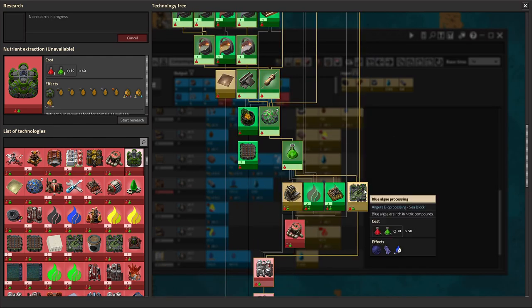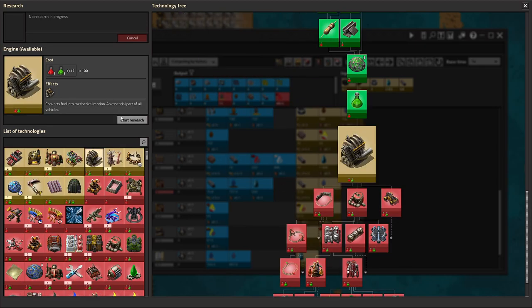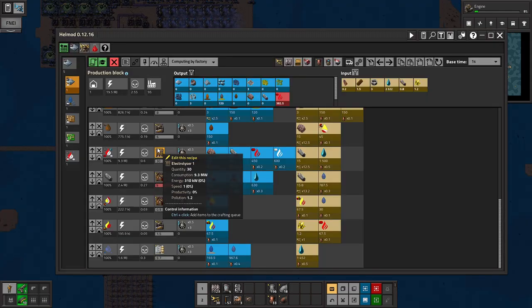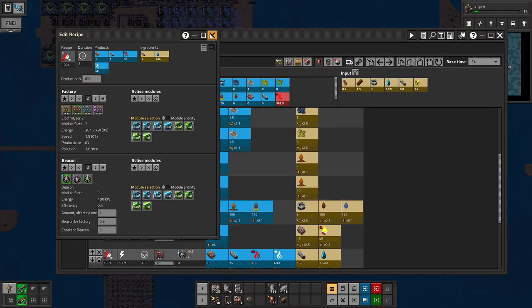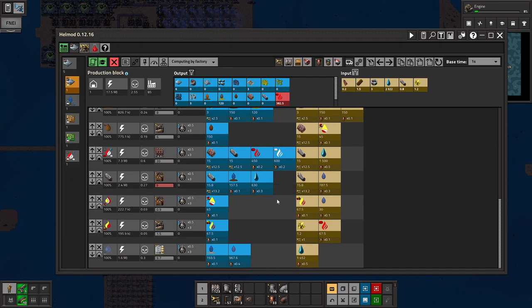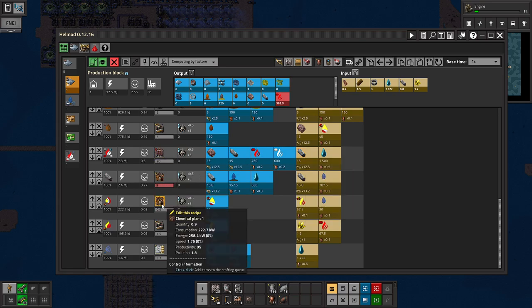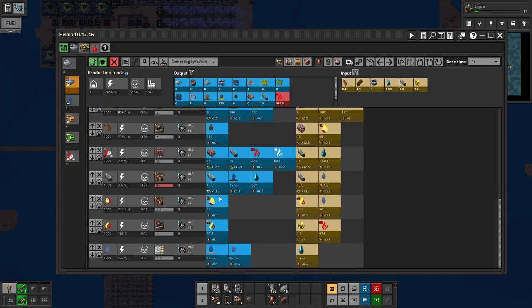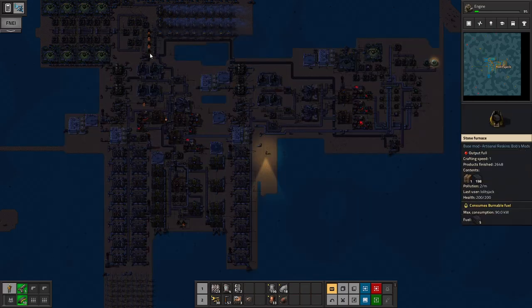Anything useful we can make? Engines, I guess. So we might make electrolyzer 2s? Yeah. Oh, we only need one of that. What about this being liquefier 2? Oh! I like it! Can we make liquefier 2s?